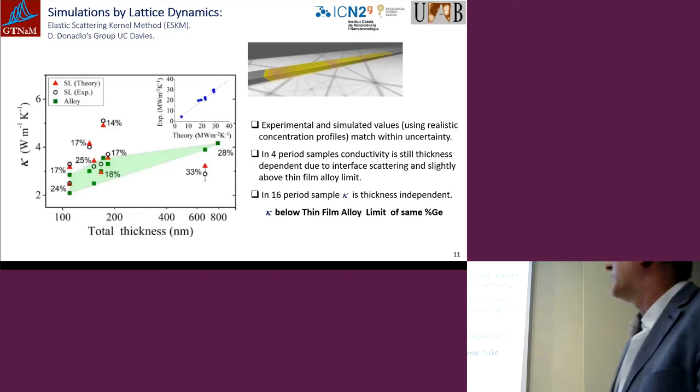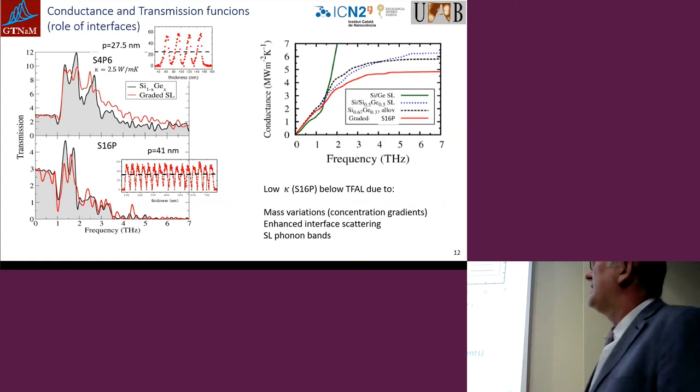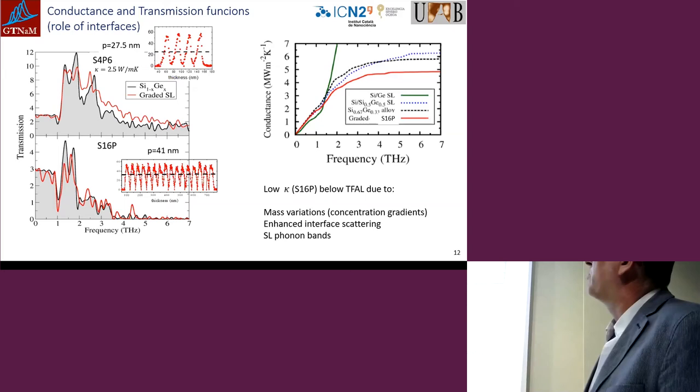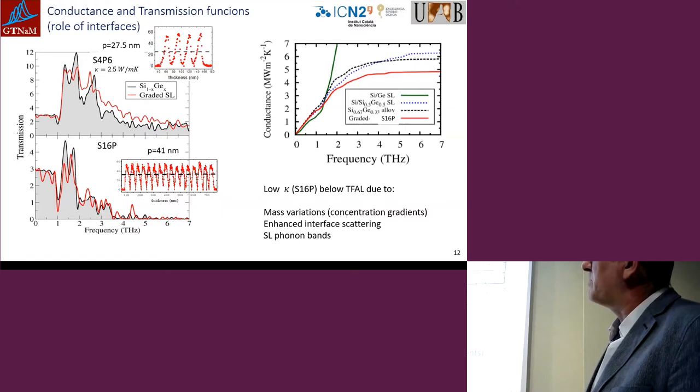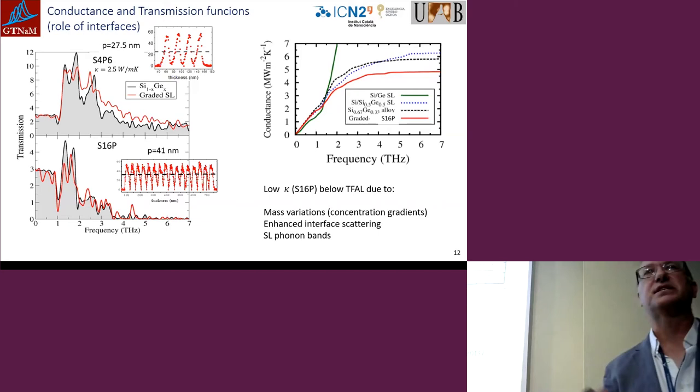In order to understand a little bit more what is going on here, we plot the transmission of the different modes as a function of frequency, for two graded samples. This is the S4P6 that had a K of 2.5. This is the one of low thickness and a small period. We plot the thin film alloy, which is the silicon germanium of the same thickness, and the graded superlattice. And you see that for this thickness, for this period, and this sample of 110 with this compositional profile, we clearly see that the phonon transmission is higher for the graded superlattice, which basically tells us that the thermal conductivity of the graded superlattice in this case is slightly above the one of the thin film alloy.